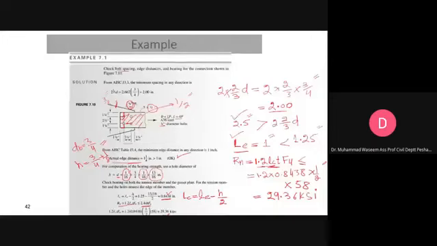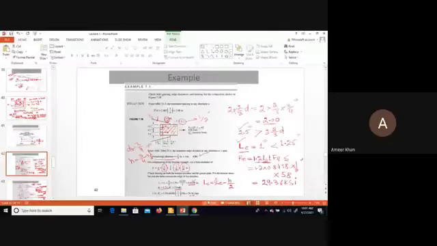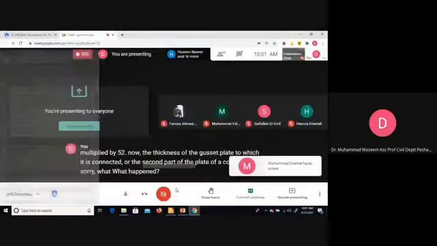Now the thickness of the gusset plate to which it is connected, or the second part of the connection. Sorry, what happened? Am I connected? Yes, sir. Okay, am I connected? Okay. I'm sorry.